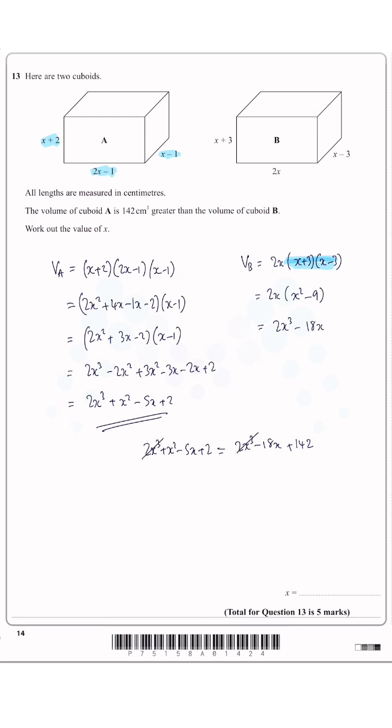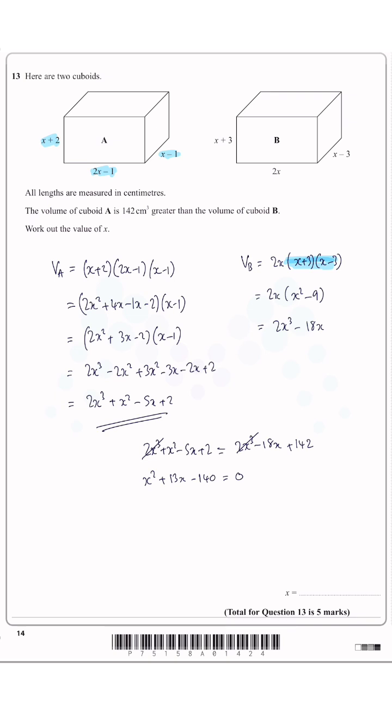If I take everything from the right-hand side to the left-hand side, it becomes x squared plus 13x minus 140 is equal to 0. And I can only factorize a quadratic if it's equal to 0. If it's not equal to 0, then I cannot do so.